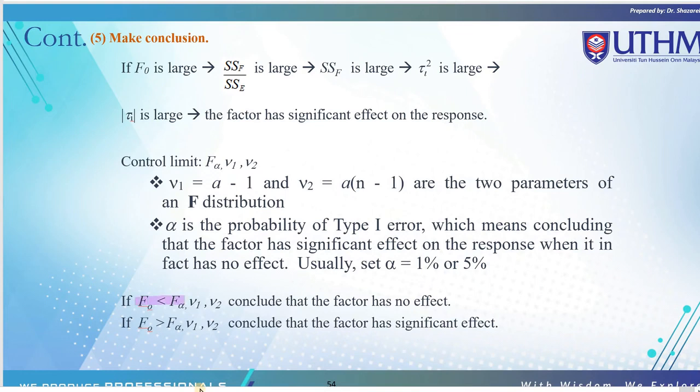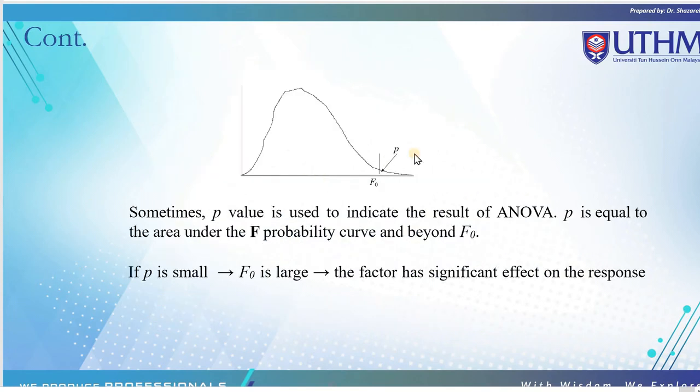If the test ratio is less than the control limit, we can conclude that the factor has no effect. Otherwise, if it is greater than the control limit, we can conclude that the factor is significant. So this is the concern in making the conclusion on the hypothesis testing. This is all the procedure, or the steps, that we need to follow in order to use the ANOVA test.